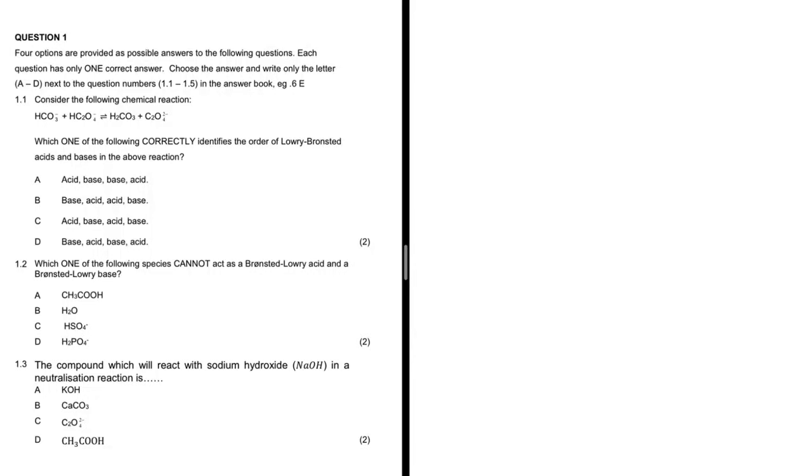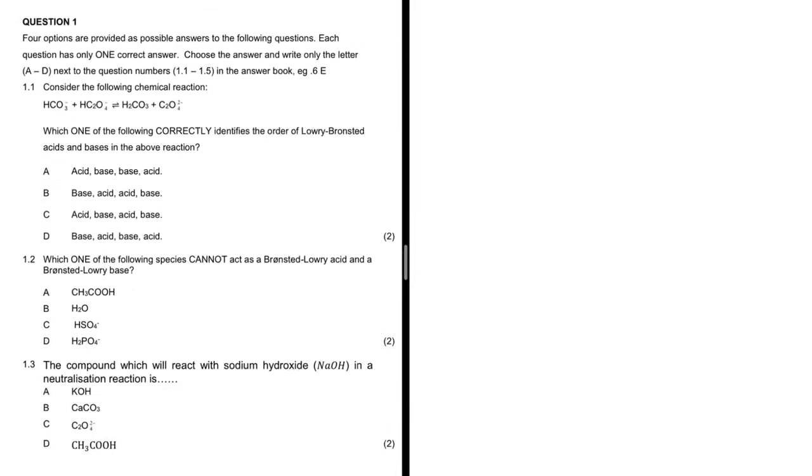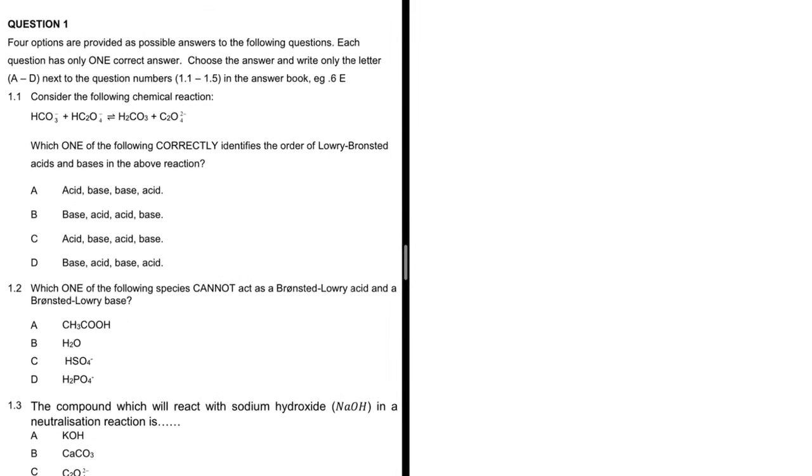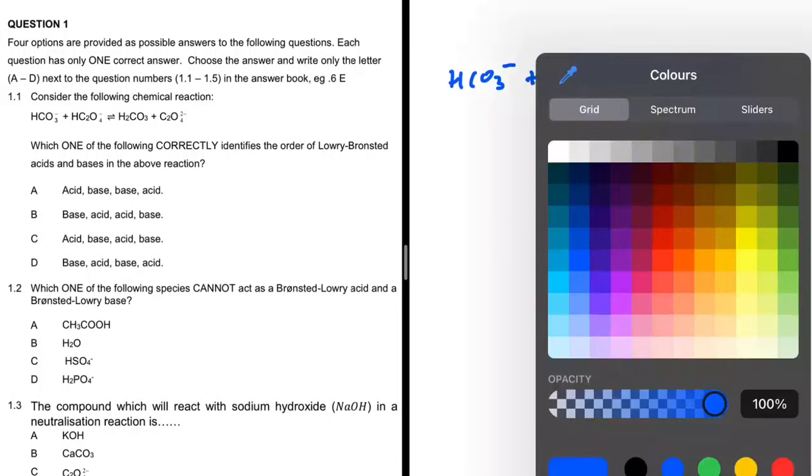1.1, consider the following chemical reaction. Let's take a look at that chemical reaction. Which one of the following correctly identifies the order of Lowry-Brønsted acids and bases in the above reaction? Okay, so let's take a look at that. We have HCO3 minus plus HC2O4 minus, giving us H2CO3 plus C2O4 2 minus. So let's go ahead and dissect this.